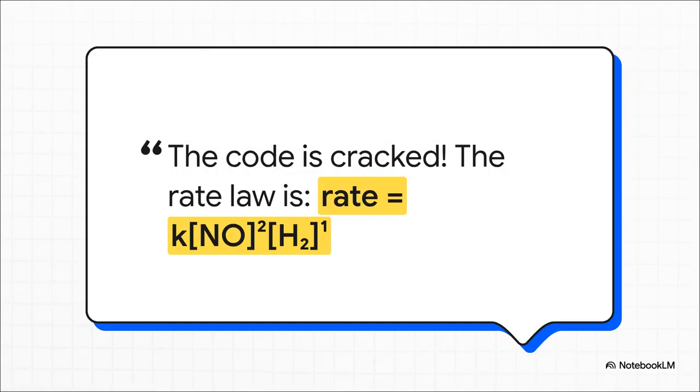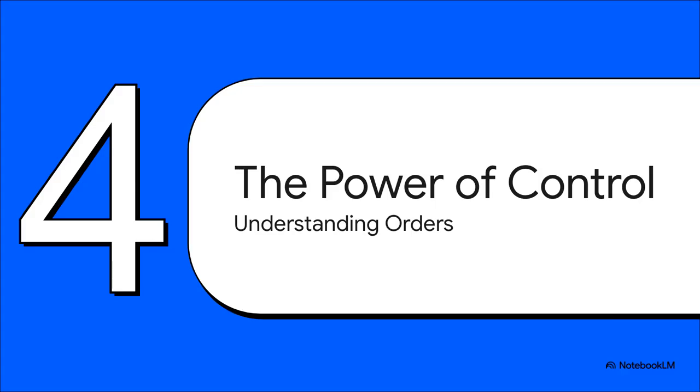We just put our findings together to write out the full rate law. The speed of this thing is equal to our constant k times the concentration of nitric oxide squared times the concentration of hydrogen to the power of 1. We now have the exact precise formula to control this reaction. So we found these numbers. We call them orders. First order, second order. What does that actually give us? Well, it gives us the power of precise control. And understanding what these orders mean is everything.